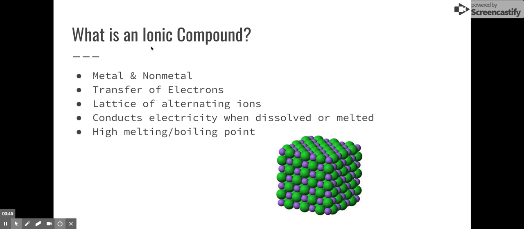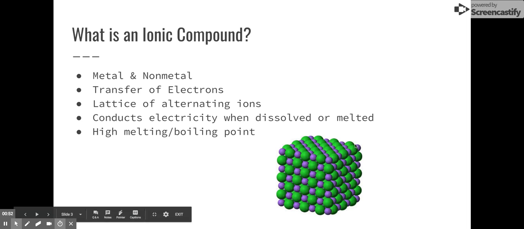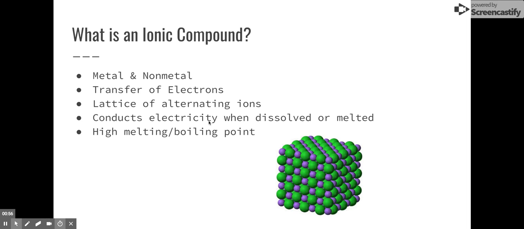Next, we're going to look at an ionic compound. An ionic compound is a transfer of electrons between a metal and a nonmetal. This creates a lattice of alternating ions shown below, and ionic compounds conduct electricity when dissolved or melted, and they have a high melting/boiling point. They're also usually solid at room temperature.